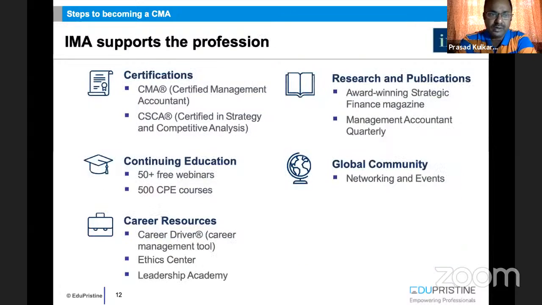So what is the support that IMA provides to the profession? Certifications. We are talking about one certification called Certified Management Accountant, CMA, and there is something called CSCA, Certified in Strategy and Competitive Analysis. This is just an additional qualification that a CMA can also have. Good to have, or great to have, a qualification or certification from the IMA Institute.